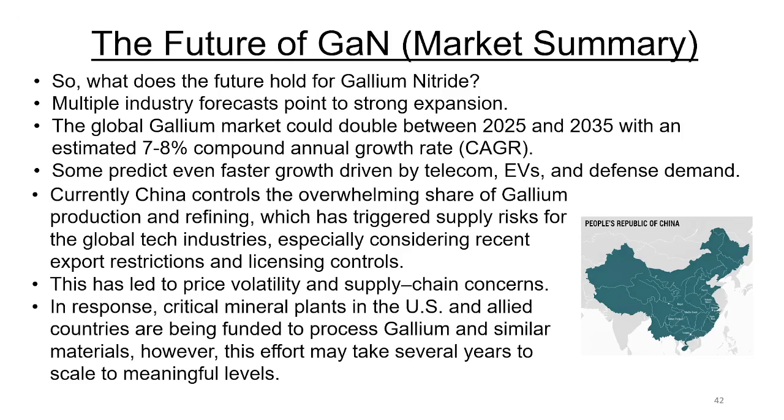Currently, China controls the overwhelming share of gallium production and refining, which has triggered supply risks for the global tech industries, especially considering recent export restrictions and licensing controls. This has led to price volatility and supply chain concerns. In response, critical mineral plants in the US and allied countries are being funded to process gallium and similar materials. However, this effort may take several years to scale to meaningful levels.